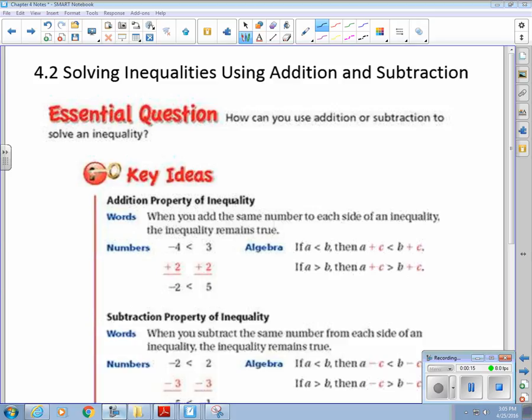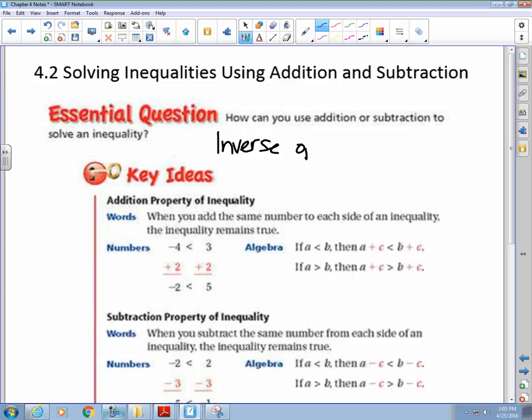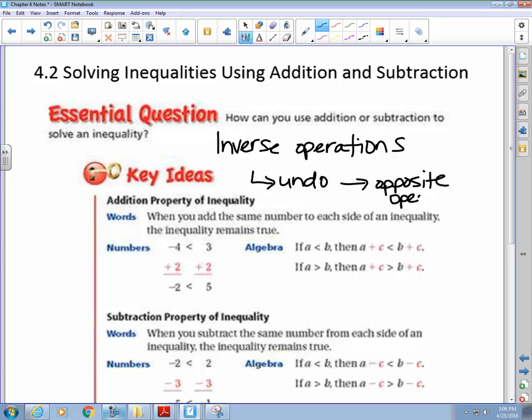So basically, how we want to look at solving inequalities is the same as how we looked at solving equations. In order to solve equations, we learned to use inverse operations, which means we're also going to use inverse operations to solve these inequalities. Inverse operations tell us to undo the operations that we see with the opposite operations.